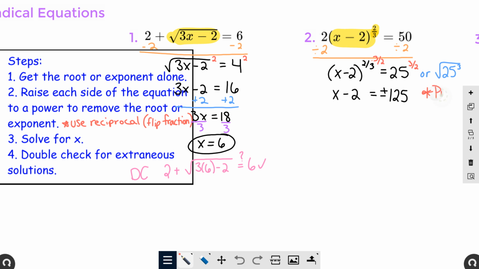Put plus or minus if you take an even root. Remember, the roots are on the bottom, so if that bottom number is even, you have to put a plus or minus with that answer.